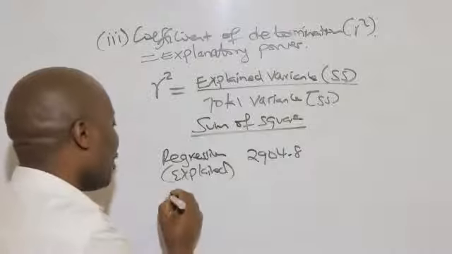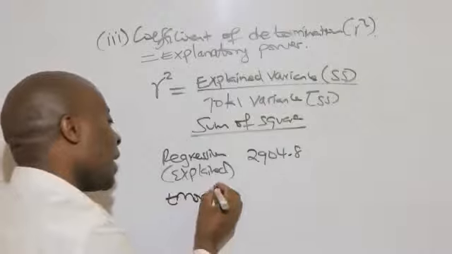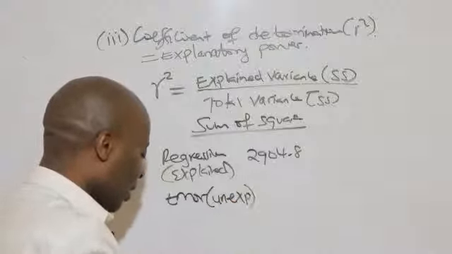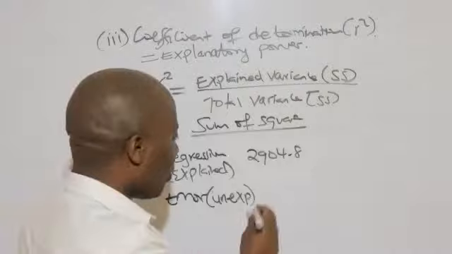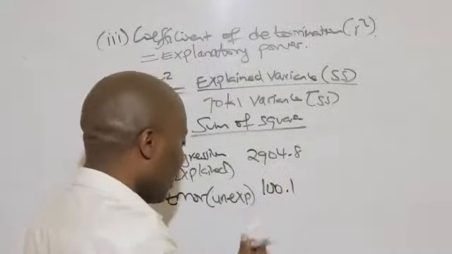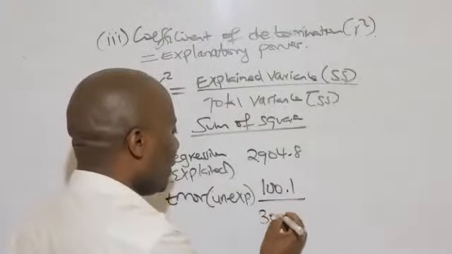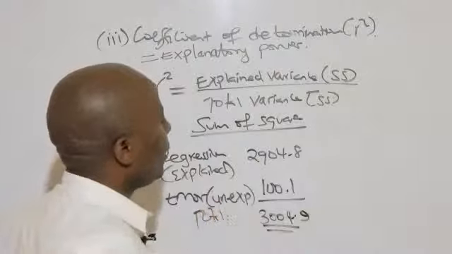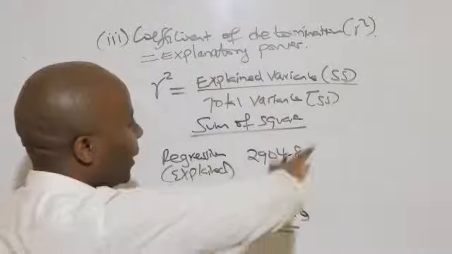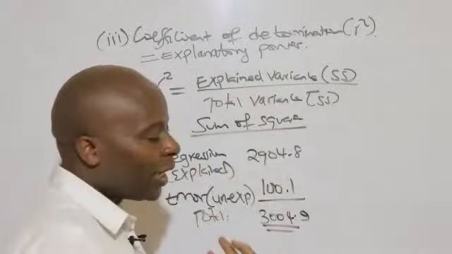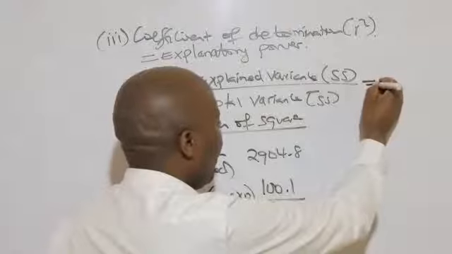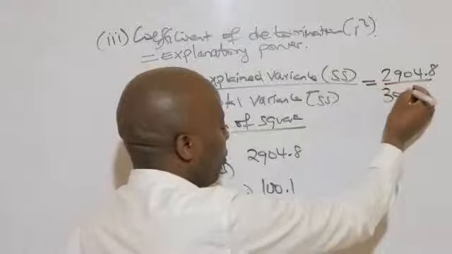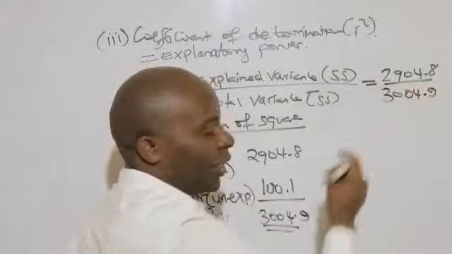And then we have the error. These are unexplained. And the unexplained, ladies and gentlemen, is 100.1, giving us a total that you gave me of 3004.9. So this is the total variance. Now, given this sum of squares that we've extracted from the ANOVA table, the explained variance here will be 2904.8 over 3004.9. Whatever I get there, times 100.